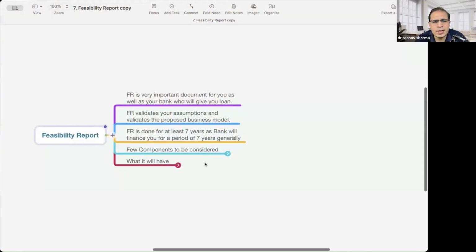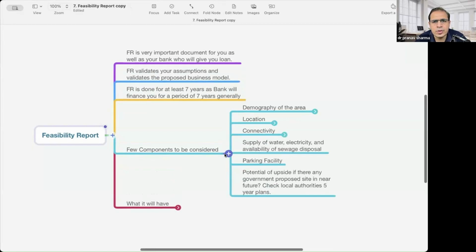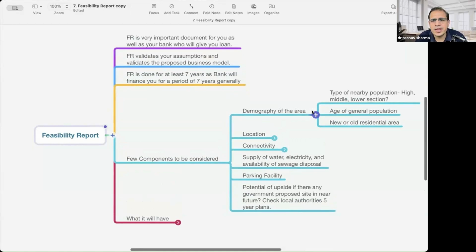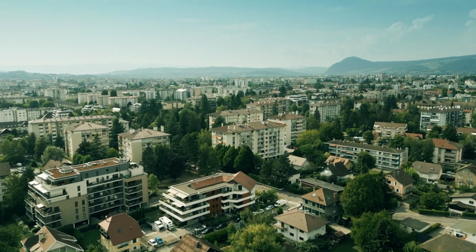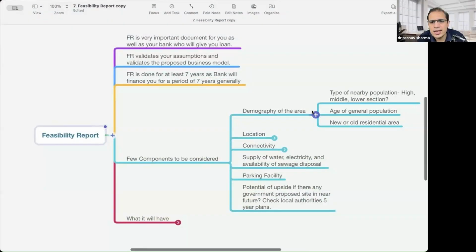So these are the few components that can be considered in this. So demography of the area. Basically feasibility is a part of DPR only. It is more of the financial stuff which is there in the feasibility. You have to discuss the demography of the area, the type of nearby population, whether it is high, middle or lower, because that will determine what is the costing or what are the rates you will keep. It depends upon the area and population, what is the age of the population, whether it is a new or old residential area. Accordingly you will plan your charges, because a lot of assumptions are to be made for the actual calculations of how much will be the break even and how much will be the return on investment.